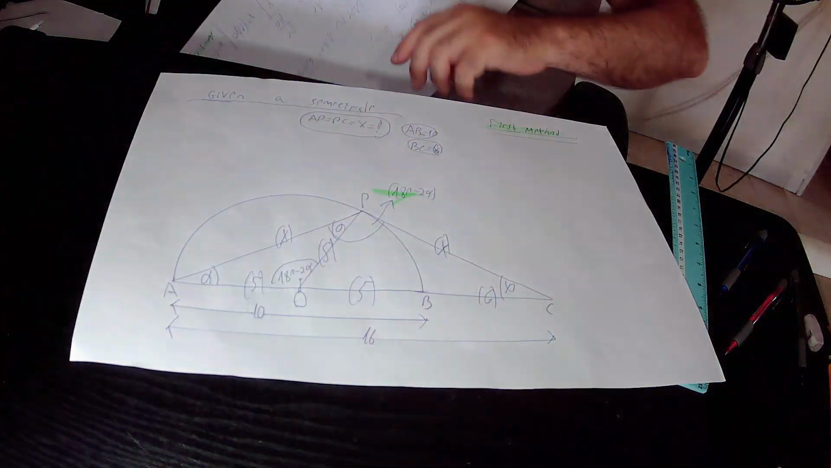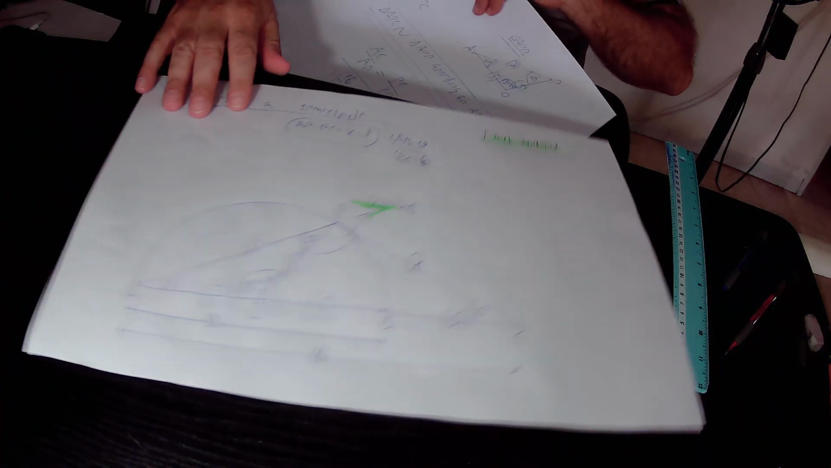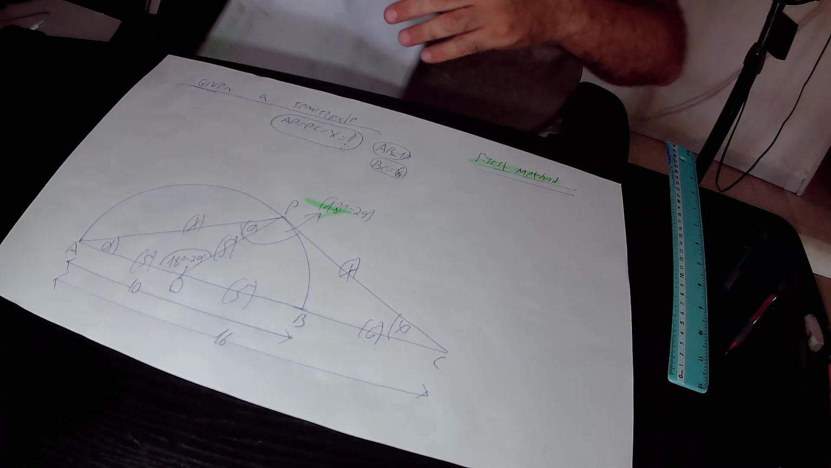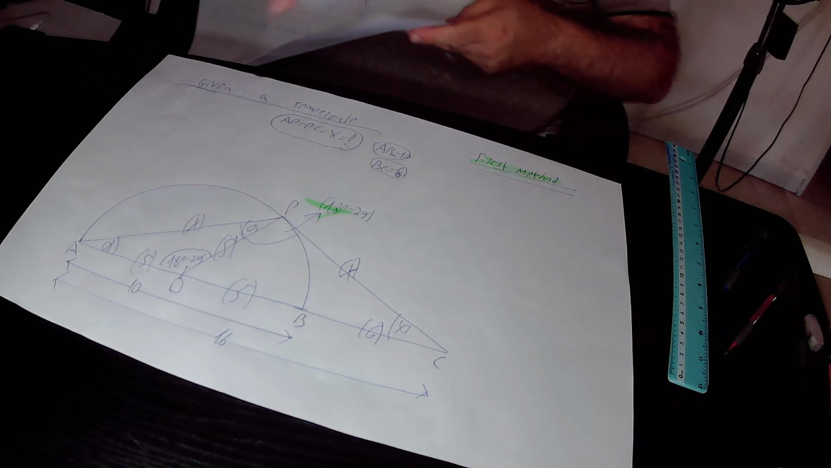In the second question, our task is to find out the length of line AP, that is equal to x. We have to find out the value of x. So in the drawing we have a semicircle.